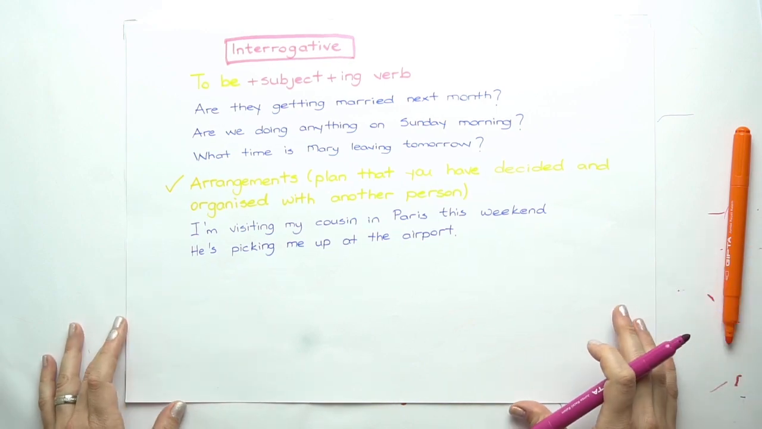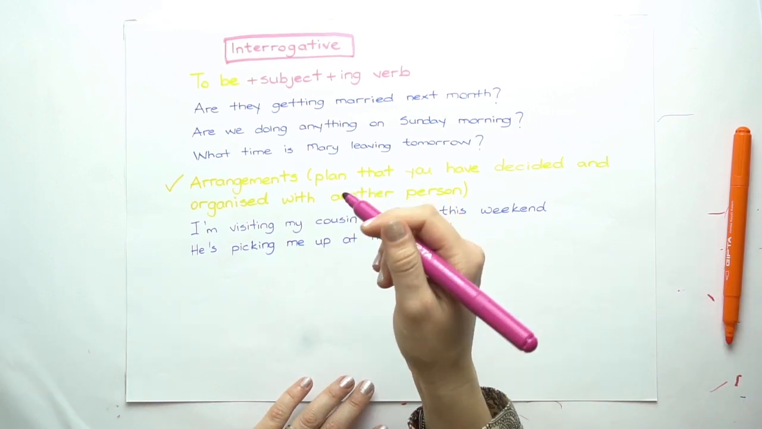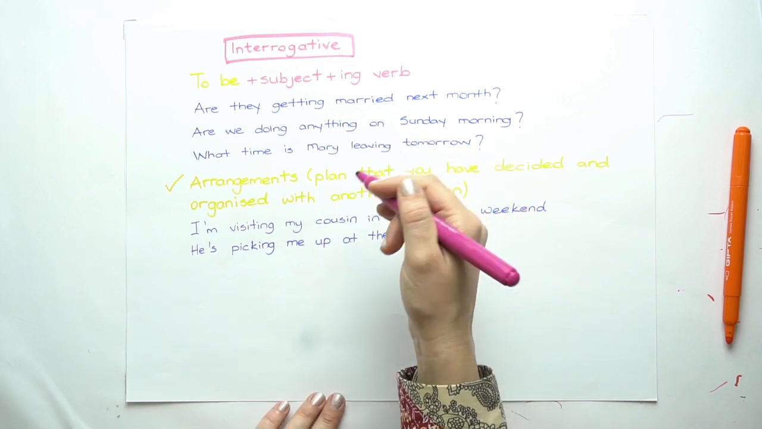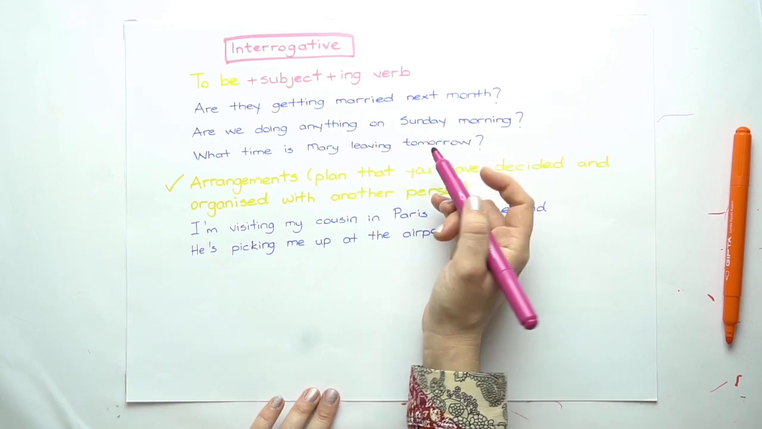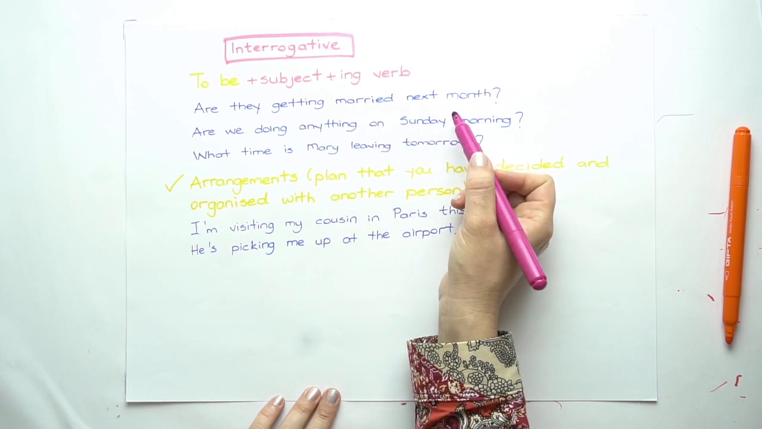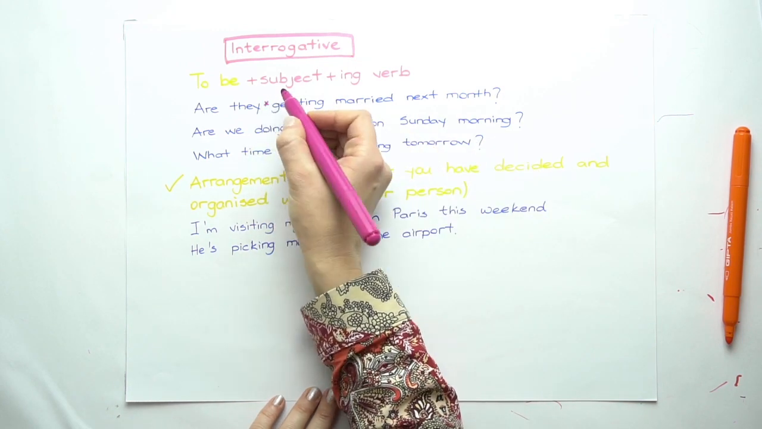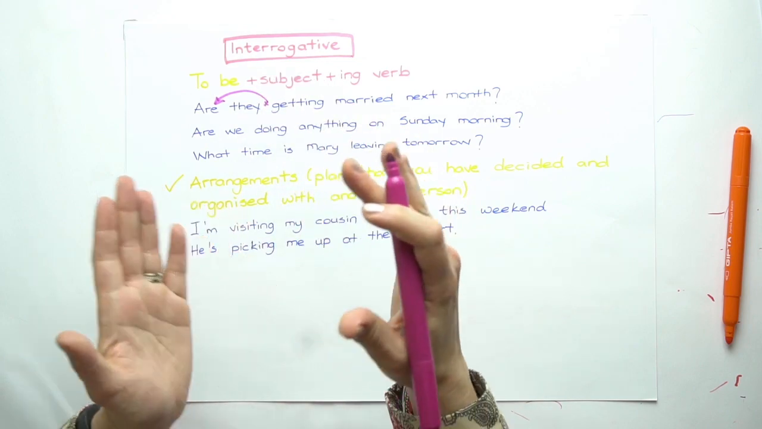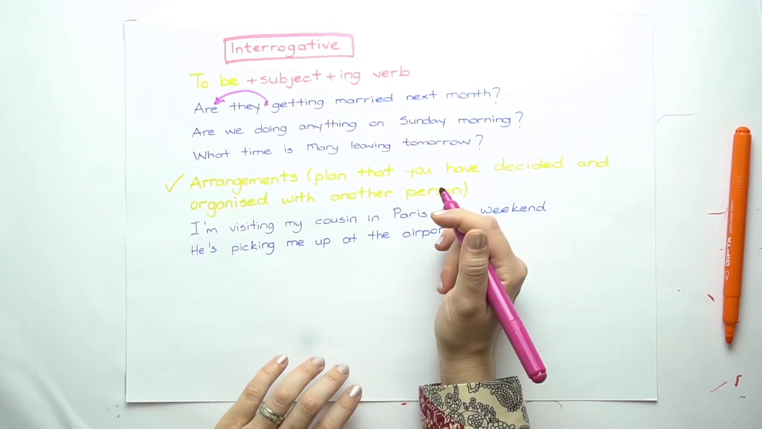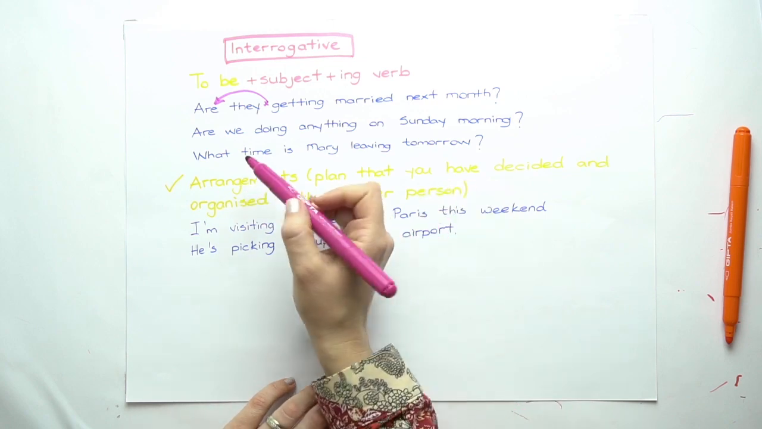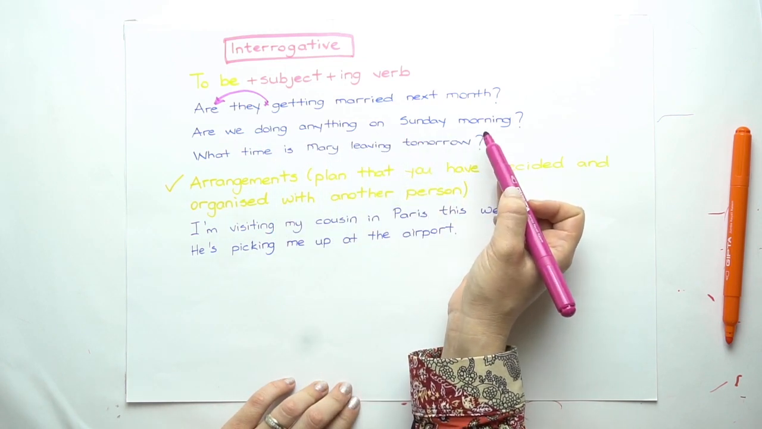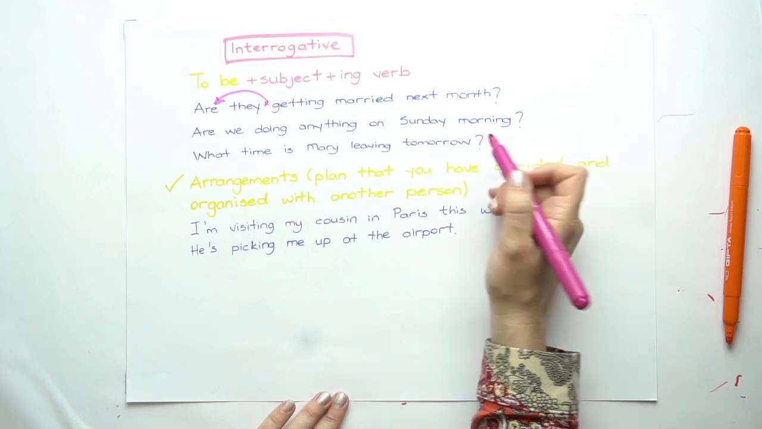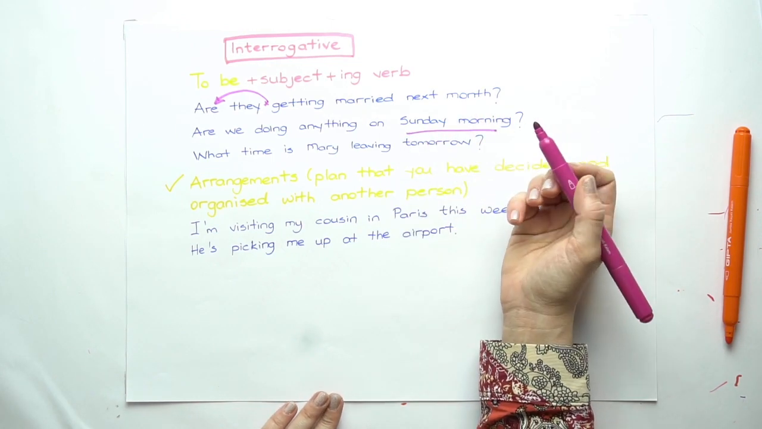Now, for questions, the same rule applies for present continuous tense when it is used for future too. Are they getting married next month? I'm taking the helping verb from here to the beginning of the sentence. So I'm reversing the subject with the helping verb again. Are we doing anything on Sunday morning? I mean, do we have a personal plan for Sunday morning? This is what I'm asking.